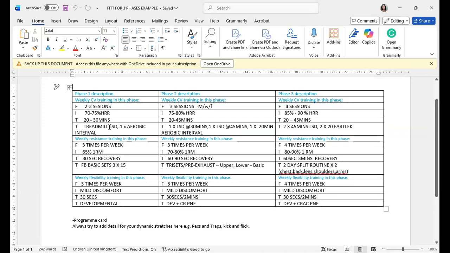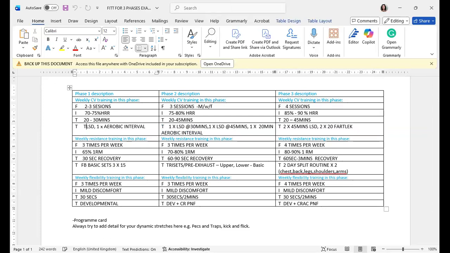So for here, I don't desperately need to be saying that I'm doing my LSD on a treadmill. You can do LSD outside as well. So we're just giving frequency, intensity, time, and type. Just going to go to the 12-week plan so you can see one that's been completed.